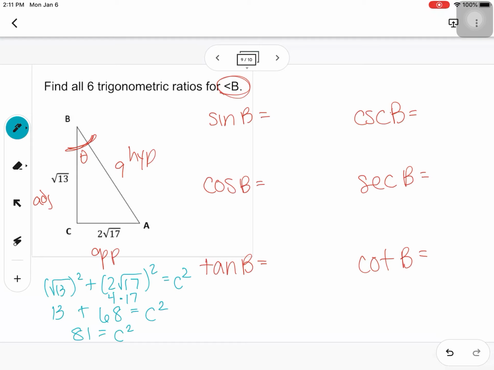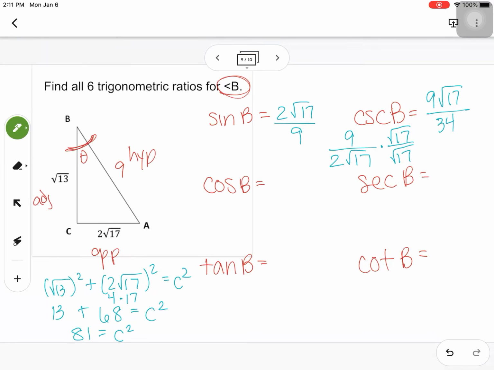Okay, to go through setting up the actual ratios then. For sine, it is opposite over hypotenuse, so it should be 2 root 17 over 9. And again, I just go and find its reciprocal right away, and so I'm going to take this fraction and flip it over. So it's hypotenuse over opposite. But we are not allowed to leave a fraction like that ever, so we need to rationalize it. So I'm going to multiply by the square root of 17, which will give me 9 root 17 over 34, because you do 2 times 17.